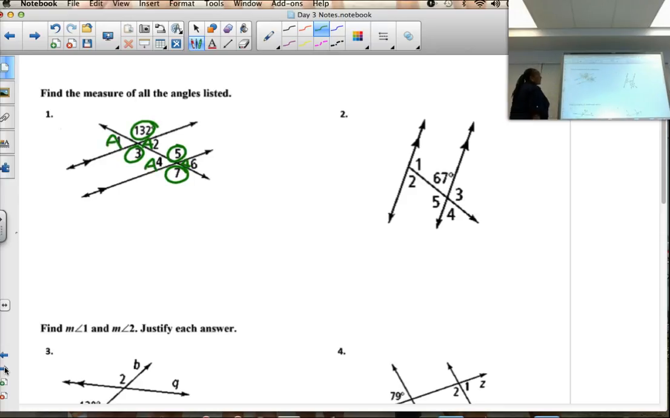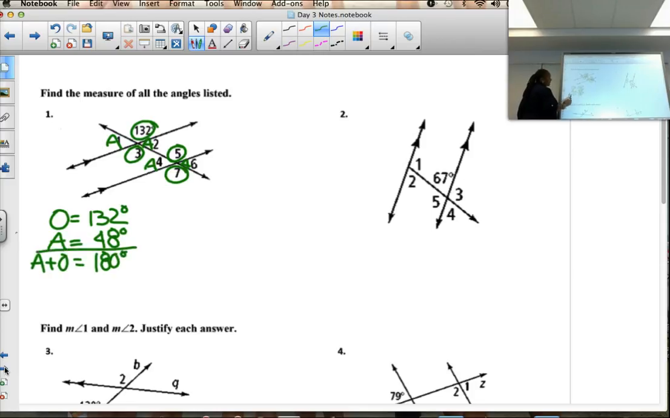And you all have to learn and memorize the patterns. But if you know that that's obtuse, wherever I have an O, it's 132. Wherever I have an A, it's going to equal what? 48. Why do we know it's 48? Because they have to equal 180, right? All right, so now we're done. So the measure of angle 1 is what? Angle 1 is 48. Yep.